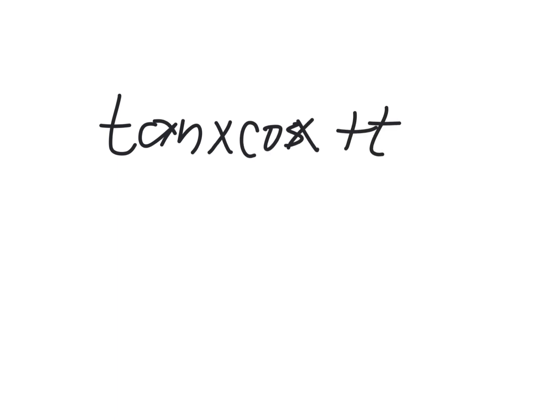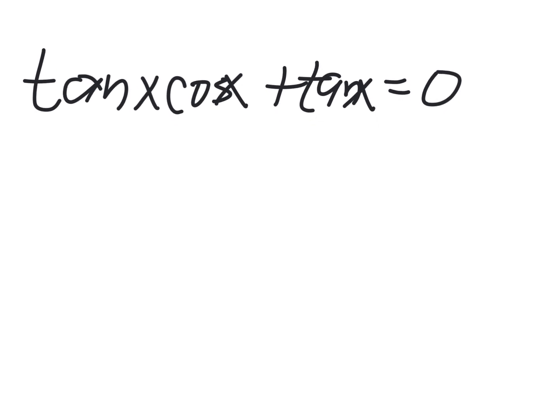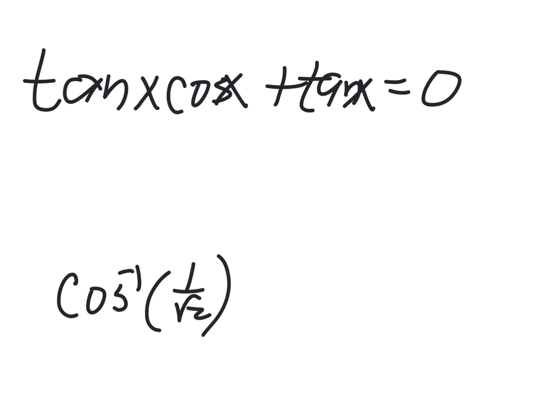But do you remember what to do when you have a weird problem involving trig? Tangent x cosine x plus tangent x equals 0. I'm going to give you the last 3 questions that I have. There's that one. There's this one. Inverse cosine of 1 over root 2 will remind you how those inverse trig things work.